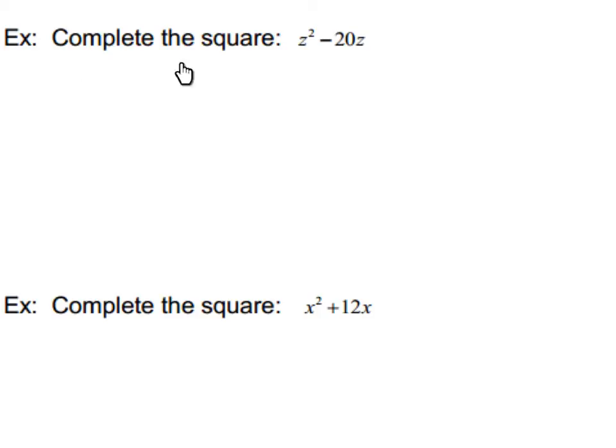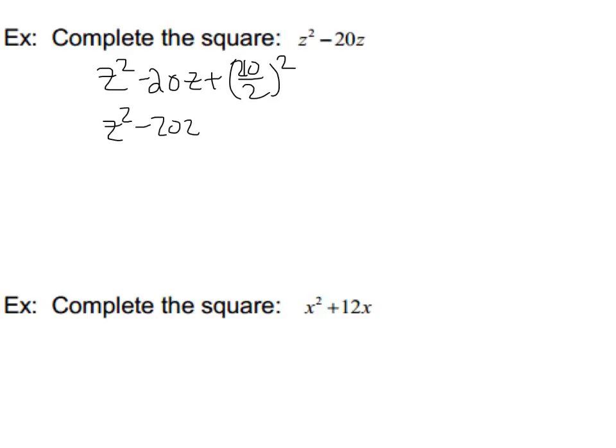Alright, complete the square. z squared minus 20z. So you have z squared minus 20z plus, it's always plus there, 20 divided by 2 squared, which would be z squared minus 20z plus 100. And the reason I need to back up here, it's negative 20 divided by 2 squared. But what's negative 10 squared? 100.